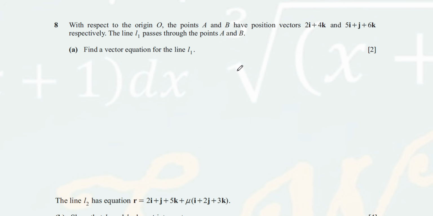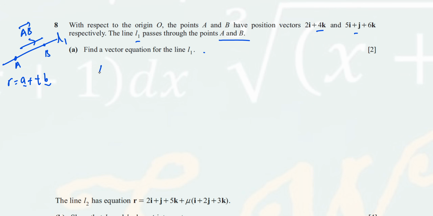Okay, now we are discussing question number 8. With respect to the origin O, the points A and B have these two position vectors. The line L1 passes through the points A and B. Find a vector equation for the line L1. Okay, so just for information, let's say this is line L1. Here you have A and B, 2 points. The line equation is basically A plus tB. Okay, this B is a direction vector. So we know that it is in the direction of vector AB.